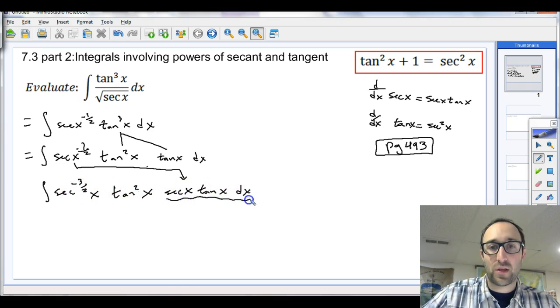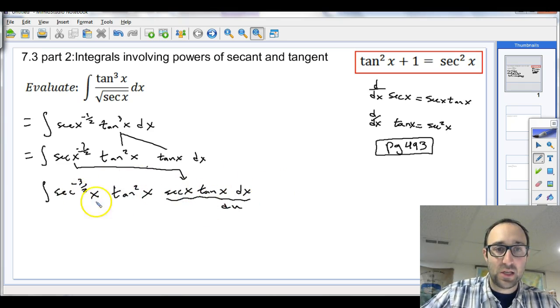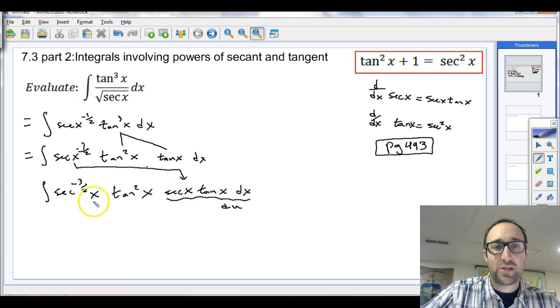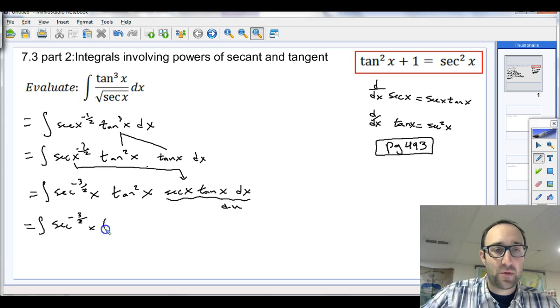Now really this whole thing should be my du, right? So now we know, hey, I've got du right here. I just have to make sure that I have secant x in here. I know that I need all secants if I want to be able to use this for my du. So I'm going to change this tangent squared to secant squared x minus 1. So I've got the integral of secant to the negative 3/2 x, multiplied by secant squared x minus 1, times secant x tan x dx.